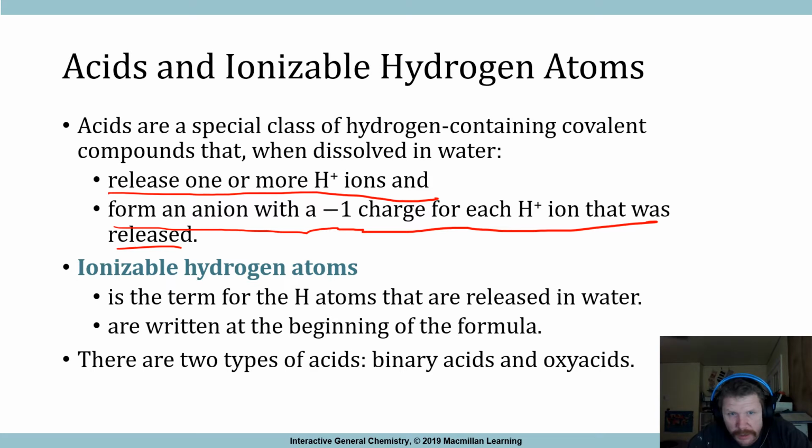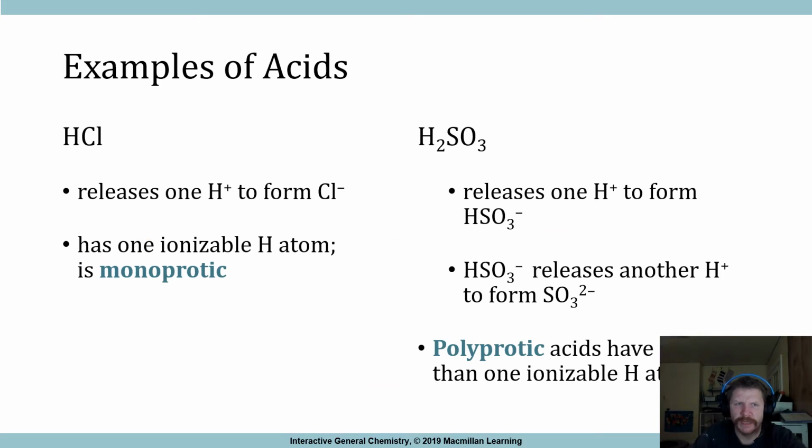Ionizable hydrogen atoms is the term for hydrogen atoms that are released in water, and they are written at the beginning of a formula. Okay, so that's a key there. They're written at the beginning of the formula. Now, there are 2 types of acids, binary acids and oxyacids. We'll go through each. Here's a pair of examples of acids, HCl and H2SO3. HCl is hydrochloric acid, and H2SO3 is sulfurous acid rather than sulfuric. Anyway, we'll see sulfuric in just a little bit.